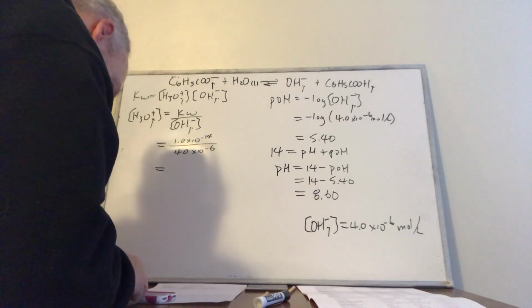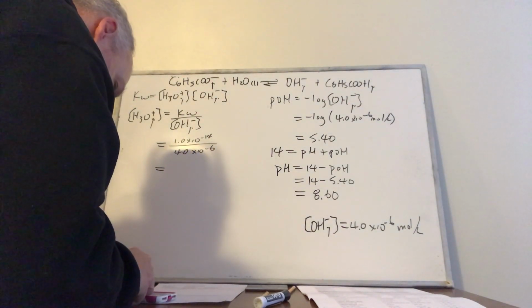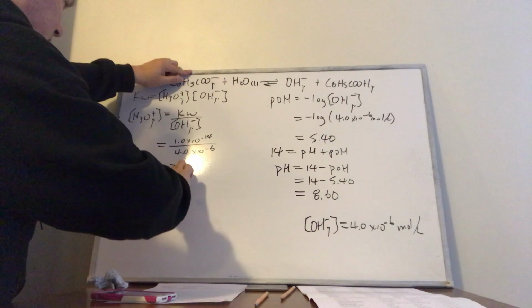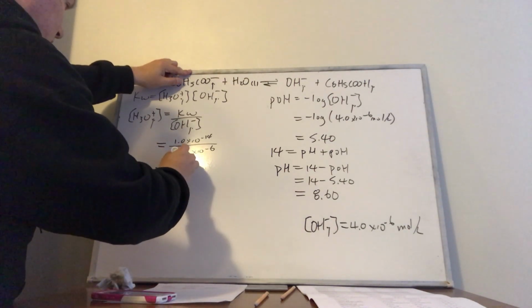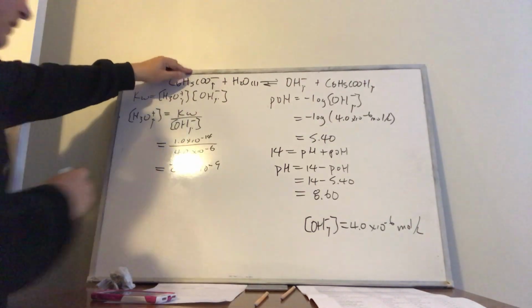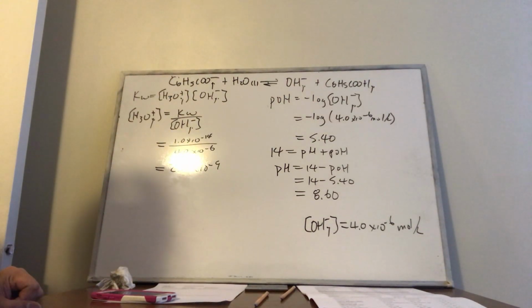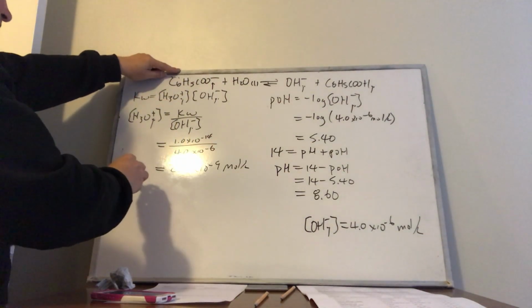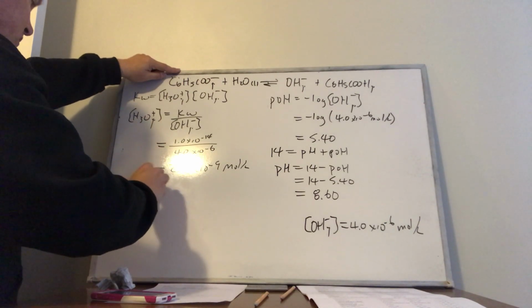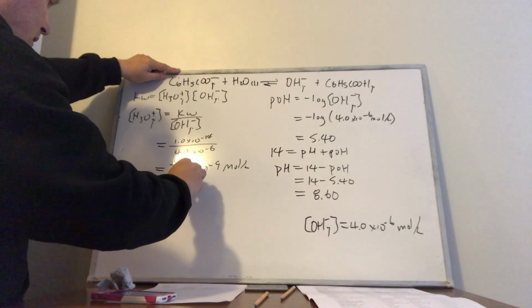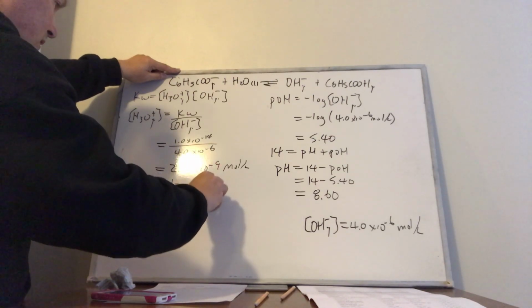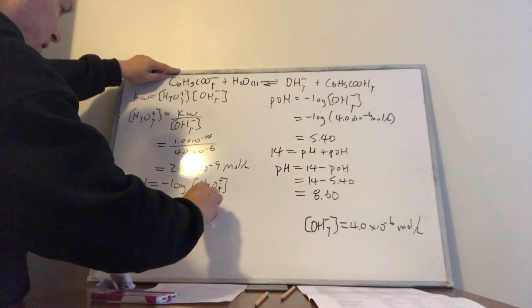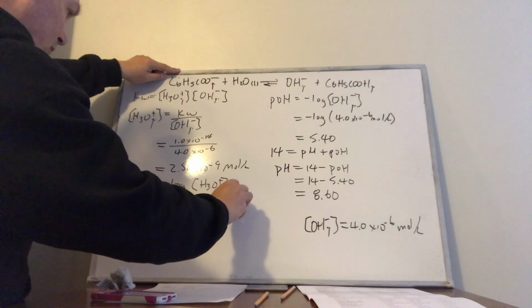So I get, looks like I get 2.51 times 10 to the minus 9 as my hydronium concentration. Oh, and that would be moles per liter. Okay, so now I can take that and put it into my pH calculation. pH equals negative log of the hydronium ion concentration. So negative log of 2.51 times 10 to the minus 9 moles per liter.